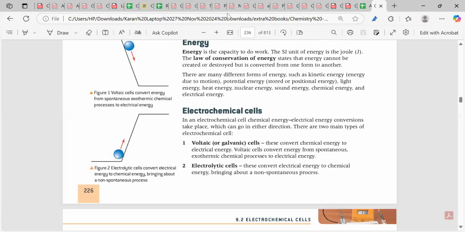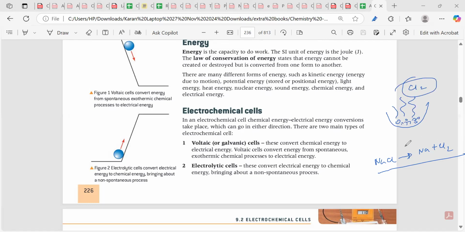So in this electrolytic cell, we force a non-spontaneous reaction to happen by passage of electricity. Suppose the reaction NaCl gives you Na plus Cl2. Is this reaction spontaneous? If you keep table salt on a plate, will it automatically give out chlorine? No. Very good, brilliant answer. It's not a spontaneous reaction.